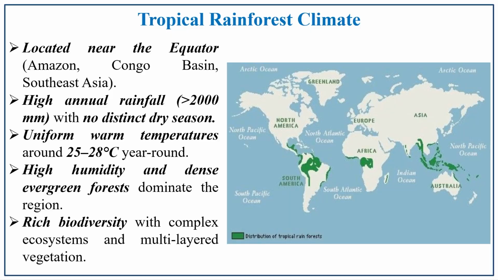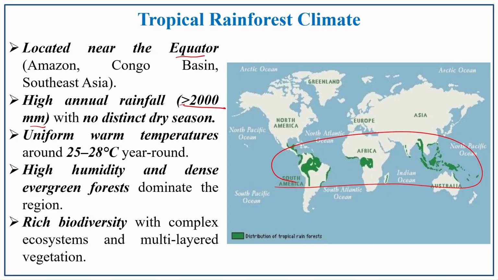It is located near the equator, and in this map you can see the particular regions that have this kind of climatic condition. What? That is tropical rainforest climate. That is the Amazon, the Congo basin, and Southeast Asia, which are part of this tropical rainforest climate region. High annual rainfall, about 2000 millimeters, with no distinct dry season, is the main characteristic of this particular tropical rainforest climate.